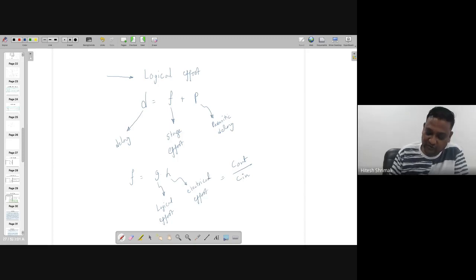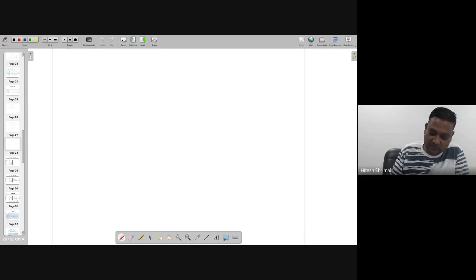So if you are having a long chain of, let's say, inverters, and I want to find out the delay from point A to point B, the capacitance at this point is known as C out, and on the input side it's known as C in. Now the question was for logical effort. So we learned that everything we are going to normalize to an inverter.